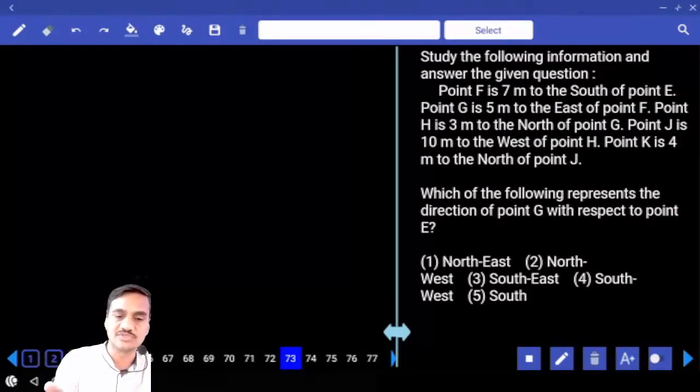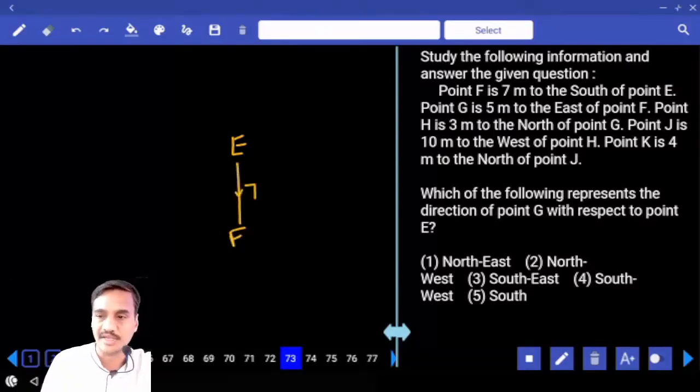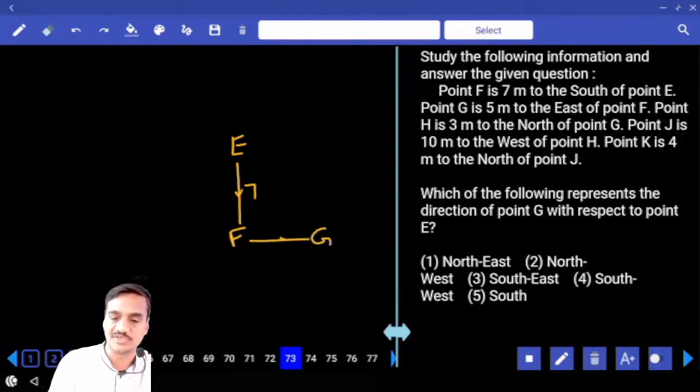F is 7 meters to the south of E. E is here. F is here. Now the distance between these two is how much? 7 meters. And G is 5 meters to the east of F. Now the distance between G and F is how much? 5 meters. And H is 3 meters to the north of Z. Now this is H, which is 3 meters. H is 3 meters to the north of Z.